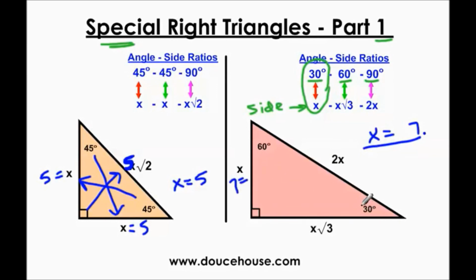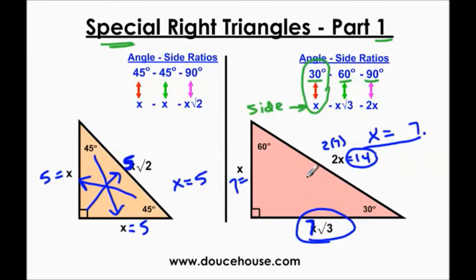x is the short leg here, the shortest side on this triangle. Now, what do I need to do to find this long leg, which is opposite the 60-degree angle? I just need to take the 7 and substitute it in for the x, and this length here is 7 square root 3. Now, all I've got to do is take 2 times 7 because x is 7, and the hypotenuse is 14. And so the short leg here is 7, the long leg is 7 square root 3, and the hypotenuse we're going to label as 14.